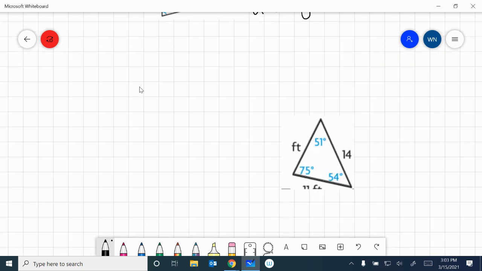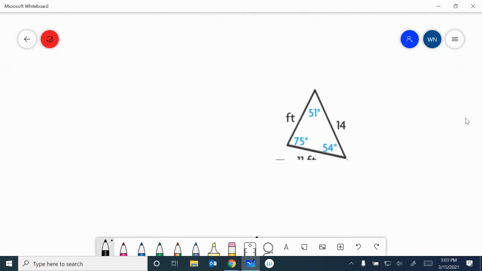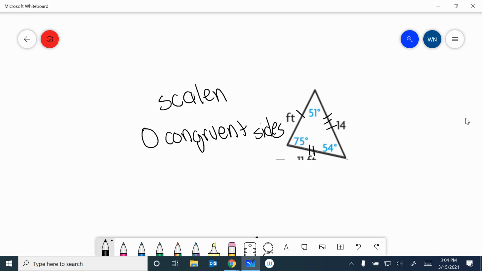Let's look at our third one. As you can see on this one, none of our sides are congruent. I did cut off the measurements, but if you look at the measurements of our angles, if none of the angles are congruent, that means none of our sides are congruent. So we could say 1 line on this one, 2 lines on this one, and 3 lines on that one. None of the sides are congruent. 0 congruent sides. And if you have 0 congruent sides, make sure you're writing that in. It is a scalene triangle. A scalene triangle has 0 congruent sides.